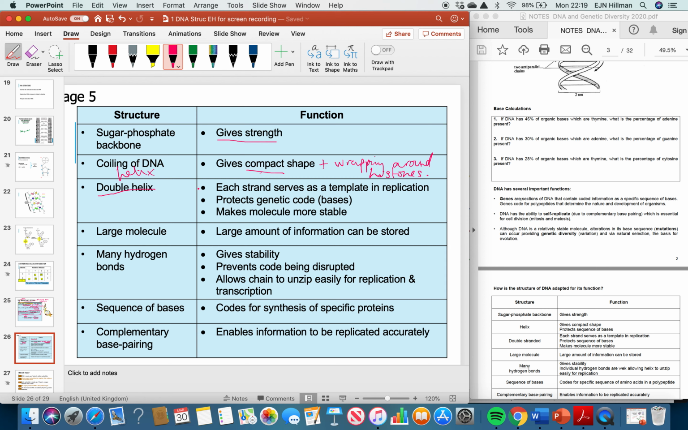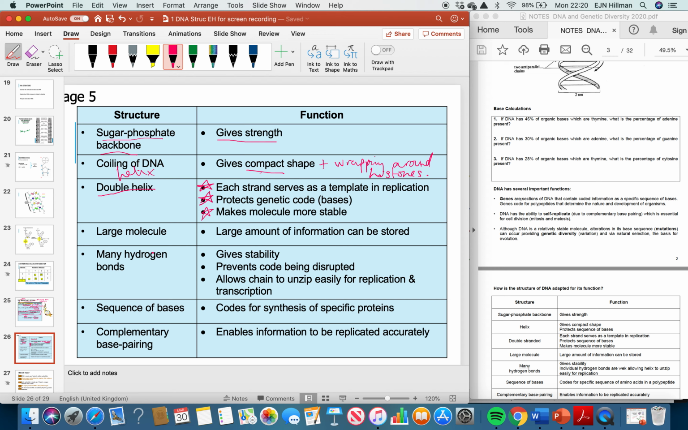Okay, it's a double helix, so 3 features here. Each strand acts as a template for replication. The double helix protects the genetic code, the bases on the inside are protected by the sugar phosphate backbone. And it also makes the molecule more stable. It's really large, so lots of information can be stored in a molecule of DNA.